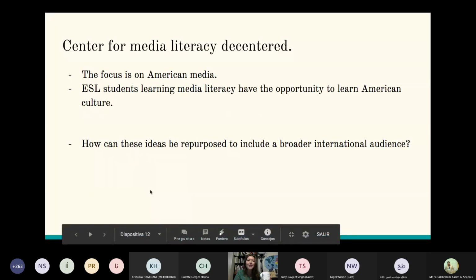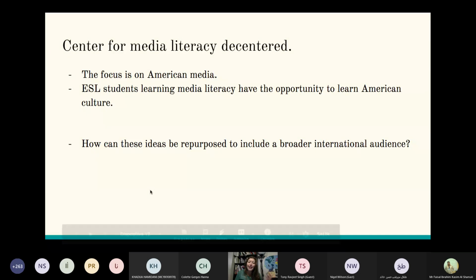And here, okay. When we're looking at the Center for Media Literacy, the focus is indeed American media. So what I try to do, again, is decenter it. Yes, in my class in the United States, the purpose is, of course, for ESL students learning about media literacy to also have an opportunity to learn about American culture. But I also repurpose it, and I try to include elements for a broader international audience.